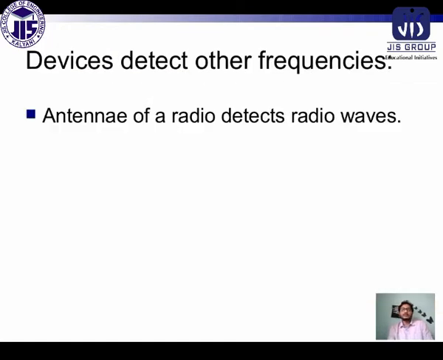The device which detects other frequencies, for example the antenna: we know that in previous days our radios or TVs had antennas. If we extend the antenna, the signals come in clearly and we can get the voice very clearly. Otherwise, if we retract the antenna, there are some distortions. We have experienced this in our radios in earlier days. So the antenna of a radio detects radio waves.